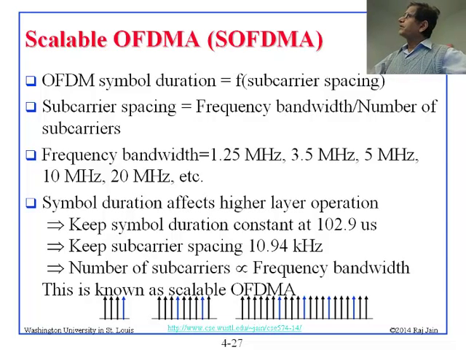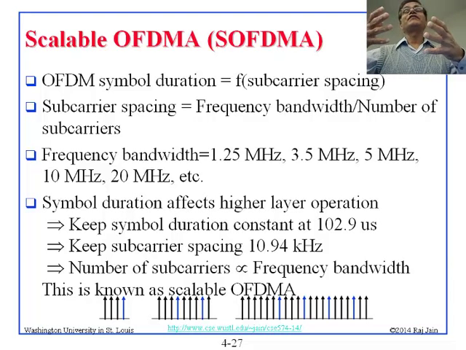So symbol duration is determined by carrier spacing, and the subcarrier spacing is equal to the frequency band given to you divided by the number of subcarriers. So what we do is we keep the symbol duration constant, because most of the electronics that you have depends upon the symbol duration. If you keep the symbol duration at 100 microseconds, then your electronics will remain the same. But if you need somewhere 10 microseconds, somewhere 100 microseconds, you need different electronics. So if you want to use the same electronics, you keep the symbol duration constant and you change the number of carriers in every country.